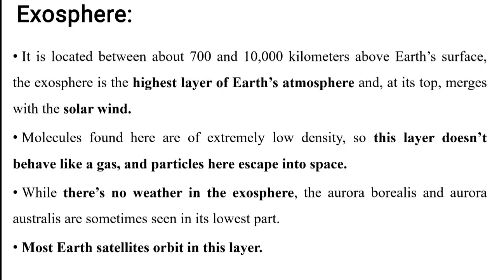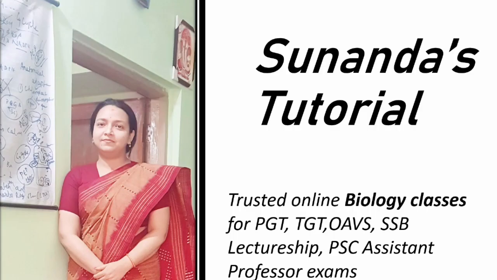Then the exosphere. It is located between 700 to 10,000 kilometers above the Earth's surface. It is the highest layer of Earth's atmosphere. Molecules found here are of extremely low density, so this layer does not behave like a gas and particles here escape into space. While there is no weather in exosphere, the aurora borealis and aurora australis are sometimes seen in the lowest part of this layer. Most Earth satellite orbits are in this layer. So this is all about the different layers of the atmosphere and details about them.